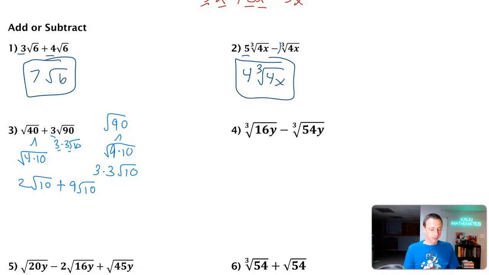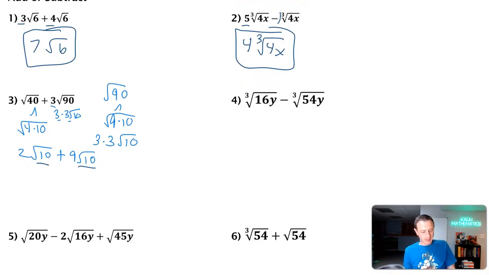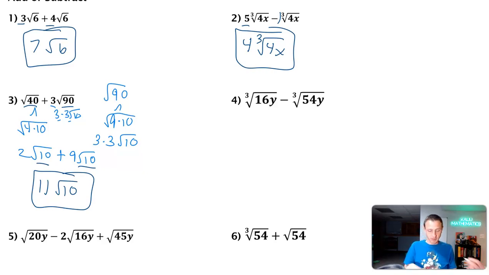Now they are like terms. Now I have the square root of 10 and the square root of 10. I'm going to do 2 plus 9, which is 11, square root of 10. So now we're pulling on the ability to simplify those radicals, and then they create like terms. Just because the originals were not the same doesn't mean that they're not like terms, because we simplify them down to root 10 and root 10, and so we can add those coefficients of 2 and 9 together.